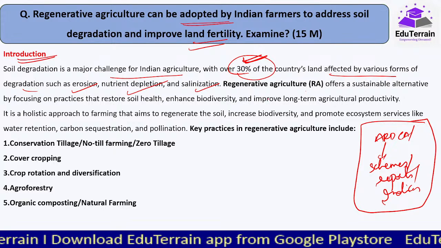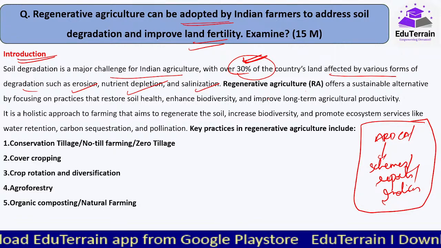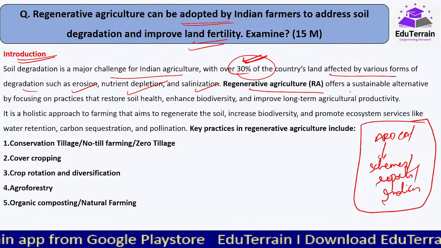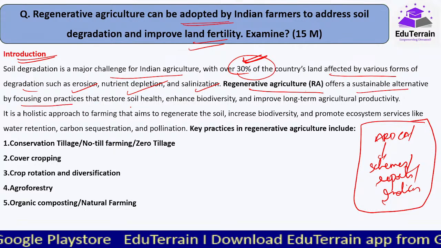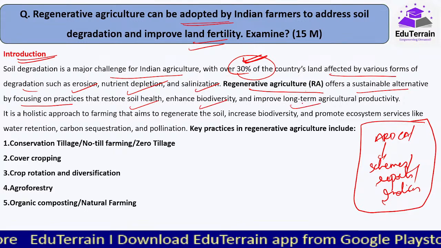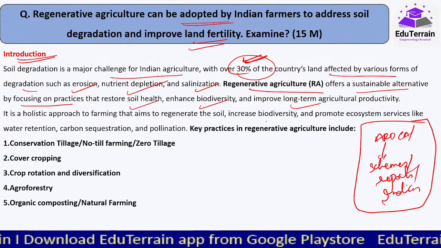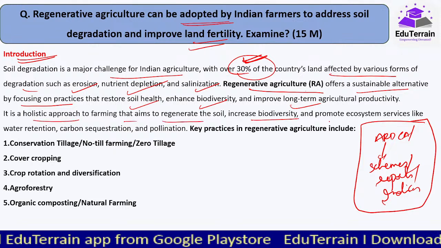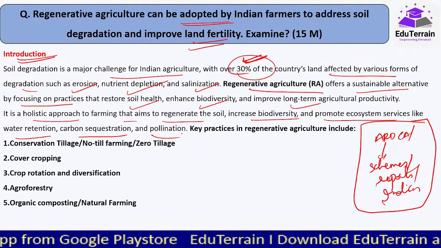Now how we are saying regenerative agriculture can be adopted, that also you have to highlight in the introduction itself. So for these problems, regenerative agriculture offers sustainable alternative solutions by focusing on practices that restore soil health, enhance biodiversity, and improve long-term agricultural productivity. But now we have to confirm how it is done. Regenerative agriculture is a holistic approach to farming that aims to regenerate the soil, increase biodiversity and promote ecosystem services like water retention, carbon sequestration, pollination, etc.